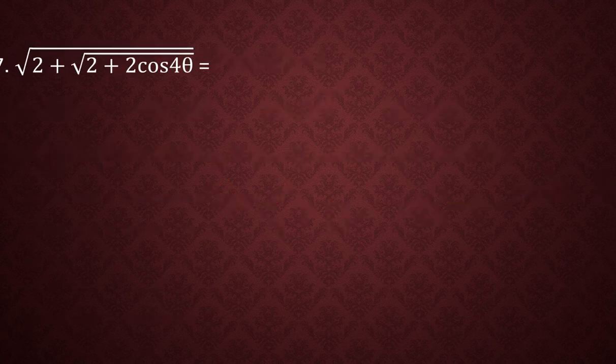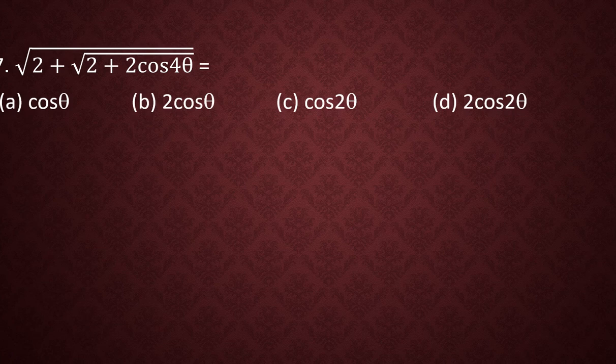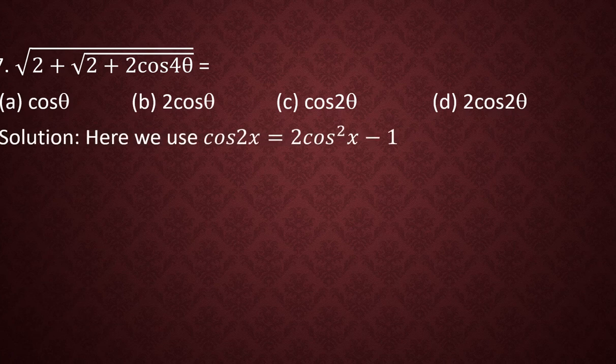The next one, we have to find the value of square root of 2 plus root of 2 plus 2 cos 4 theta. So these are the options. To find the value of this, we use cos 2x is equal to 2 cos square x minus 1. This is one form. In terms of sine, if you want to express, this is 1 minus 2 sine square x. But we want it in terms of cos, because all the answers are in terms of cos, so I'll take this in terms of cos itself.